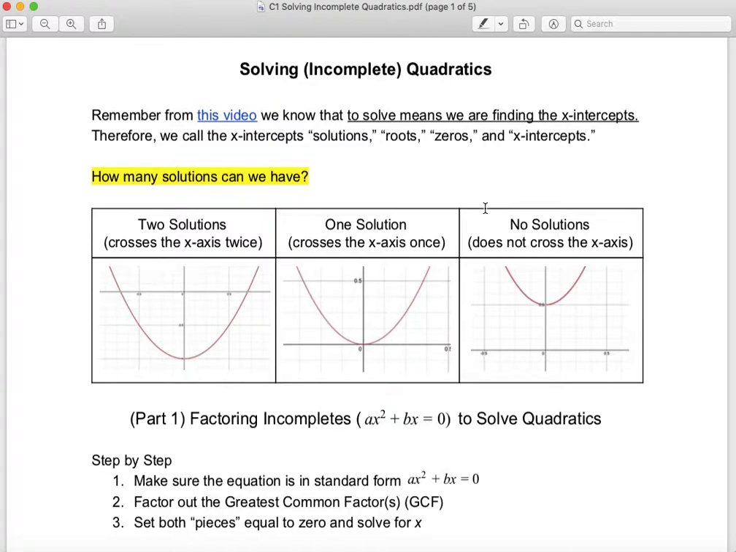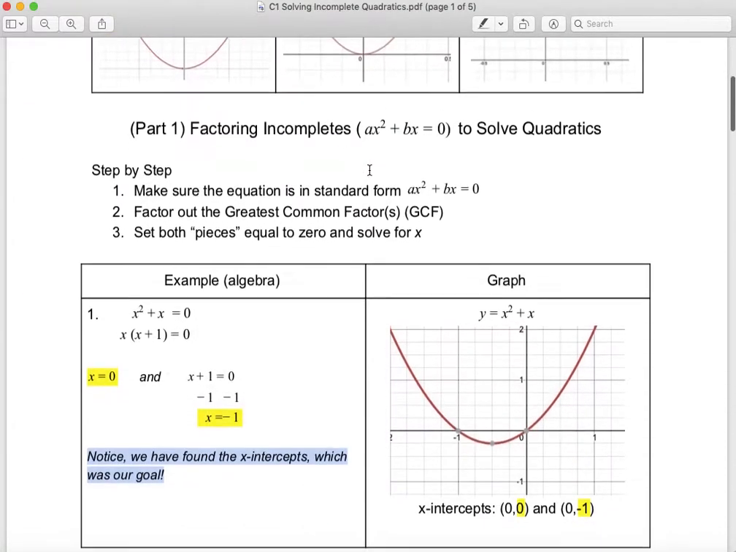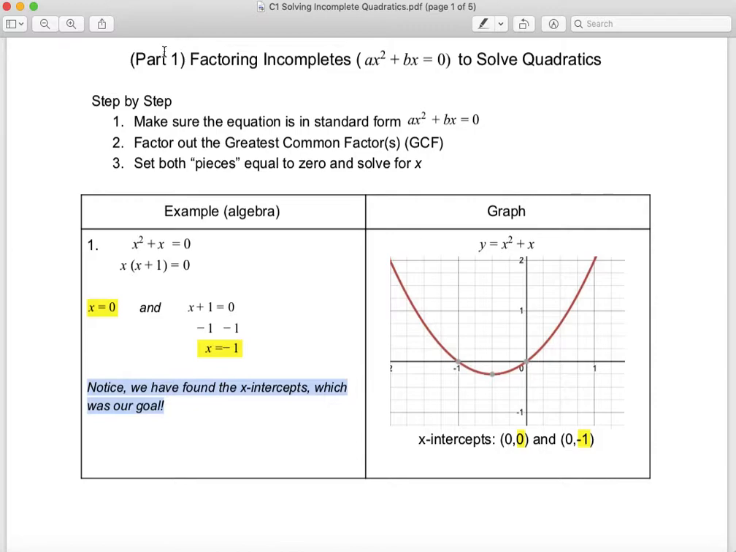Now, how many solutions can we have? We've got our three scenarios. We've got two solutions where it crosses at 2 points. We've got one solution where it just grazes and intersects with the x-axis at exactly 1 point. And we've got no solutions where it doesn't cross the x-axis at all. Based on what the actual function is will determine how many solutions we will actually get. So based on that, here is the first part.